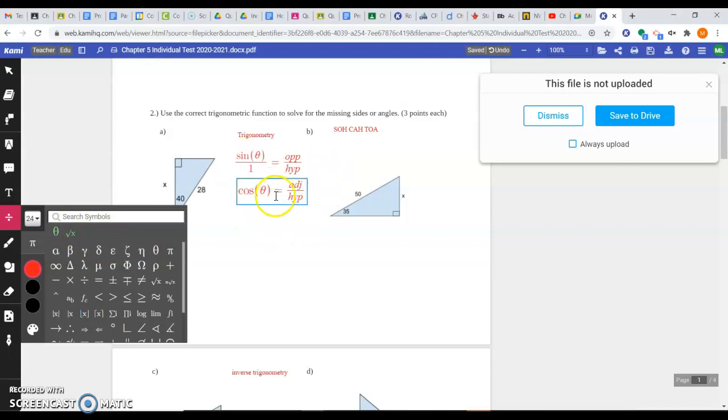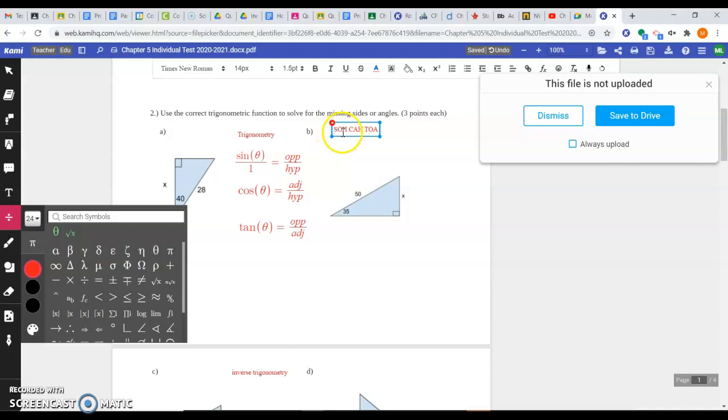And again, it goes with SOHCAHTOA. SOH: sine equals opposite divided by hypotenuse. CAH: cosine equals adjacent divided by hypotenuse. TOA: tangent equals opposite divided by adjacent.